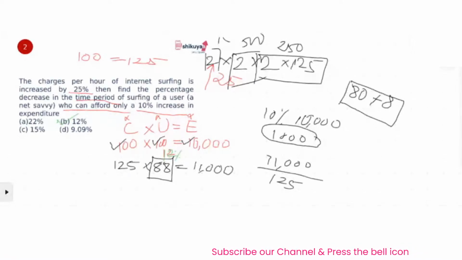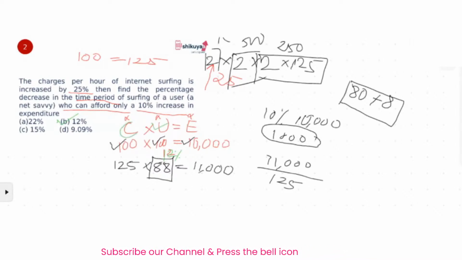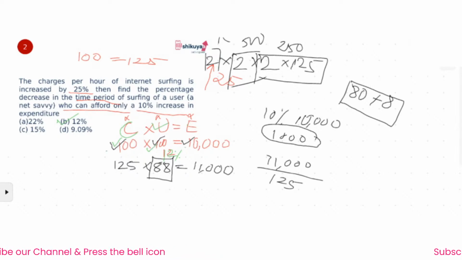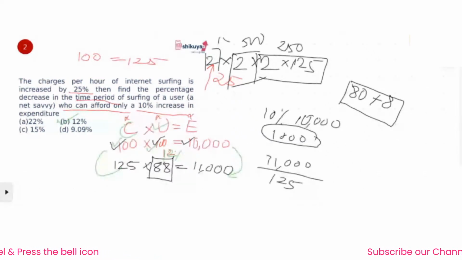Here, the most important part is don't waste your time in assuming some variables like X and Y. It's very simple. The cost into utilization is expenditure. Assume initial cost as 100 because it is a standard value, a primary base which helps in calculation. Assume the utilization as 100 so that the expenditure goes to 10,000. Increase the cost by 25%. Increase the expenditure by 10%, because it's given in the data, and calculate the usage.